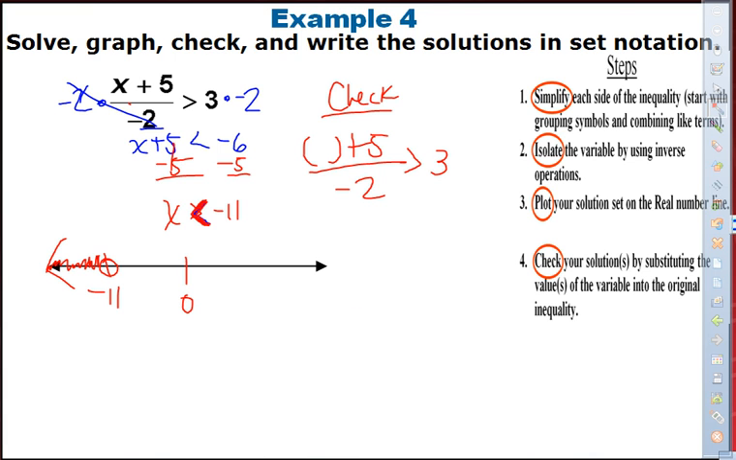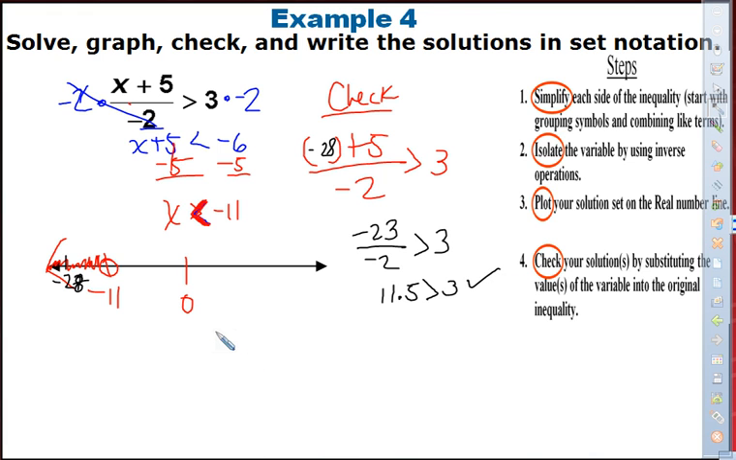So I'm going to substitute a number in there. How about negative 28? Negative 28 plus 5, that's negative 23, over negative 2, greater than 3. Negative divided by negative is a positive. 23 divided by 2, that's 11.5. Is 11.5 greater than 3?